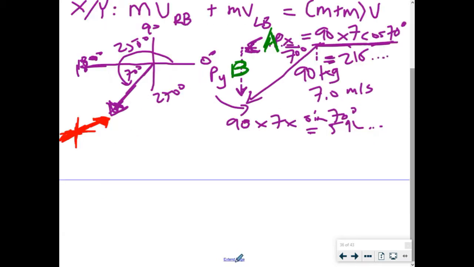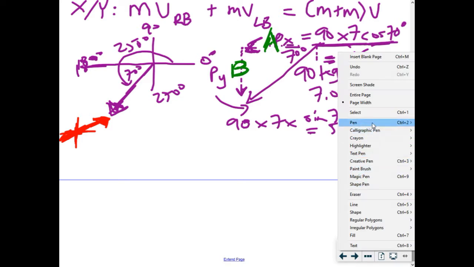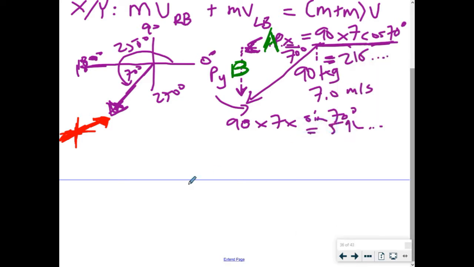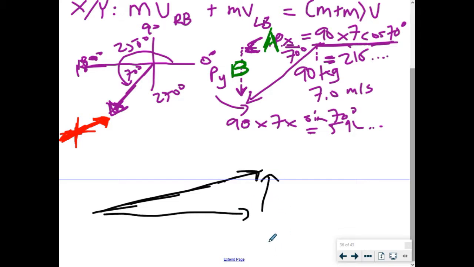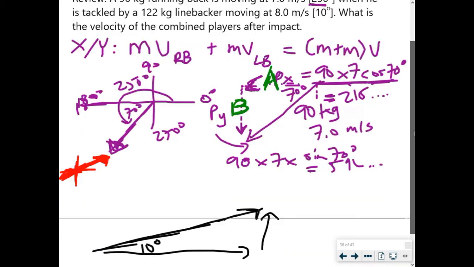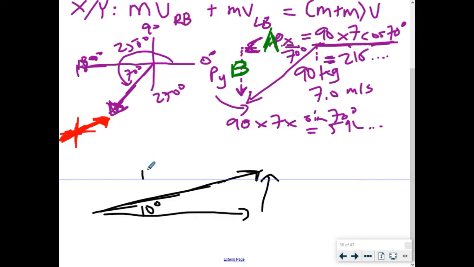Now I need to extend my page here. I need to do the exact same thing for the linebacker. So the linebacker was coming at 10 degrees, and it also had some x and y momentum. So if I were to redraw this out here, this was 10 degrees. Now what's on the hypotenuse? How fast was he again? He was 122 by 8. So he was 122 kilograms, going 8 meters per second.